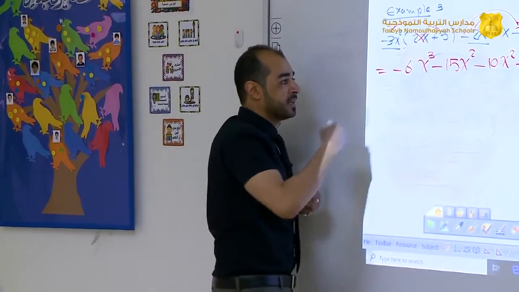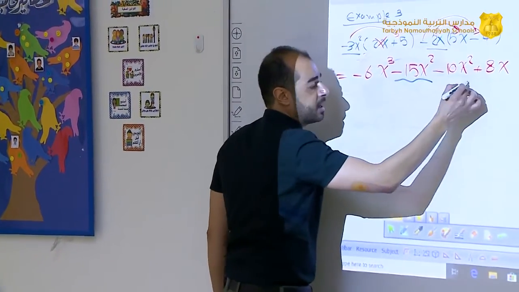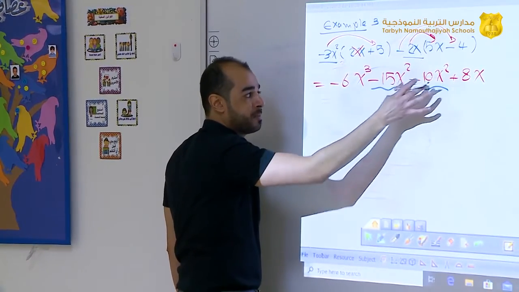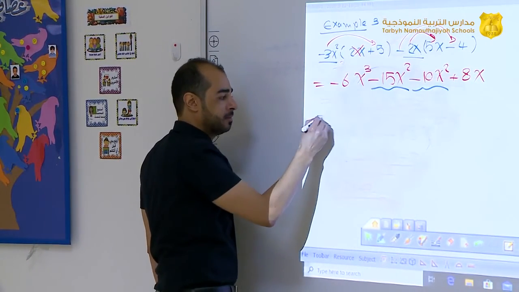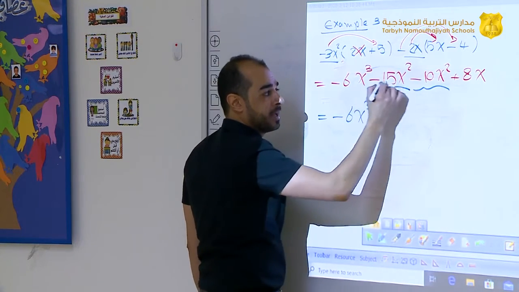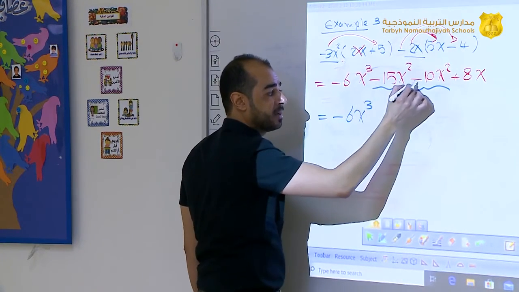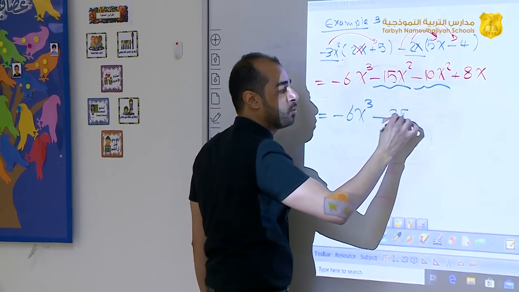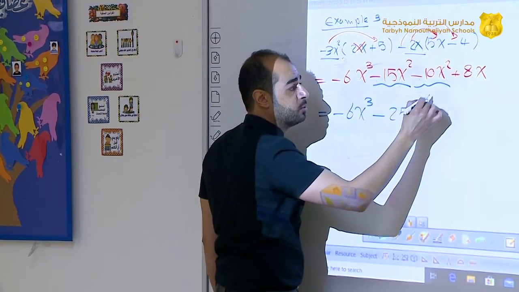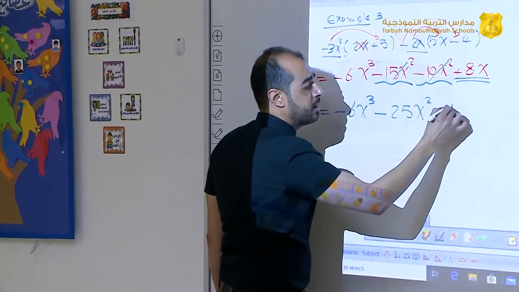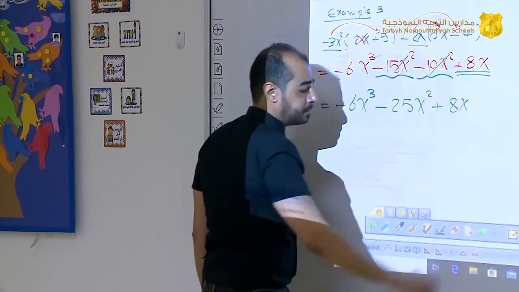Good, it's collecting like terms. The like terms here are the terms which have the same letter with the same power. What about x to the power of 3? No like terms, so we put it down. Negative 6x to the power of 3. And here, they have the same sign, so we put the sign down and add, we get negative 25x to the power of 2. And no like terms for 8x, so put it down with its sign.